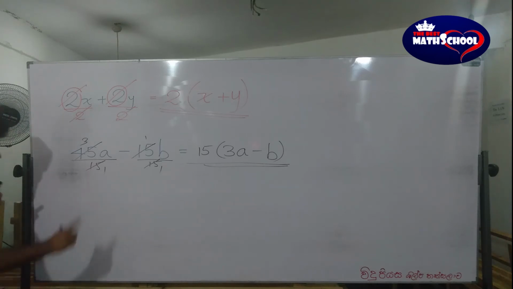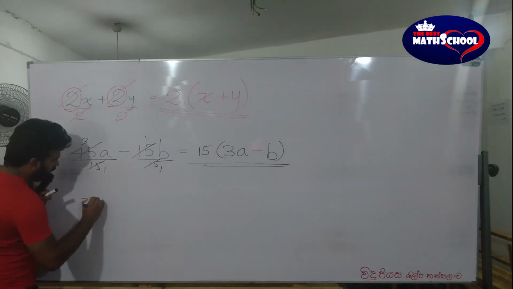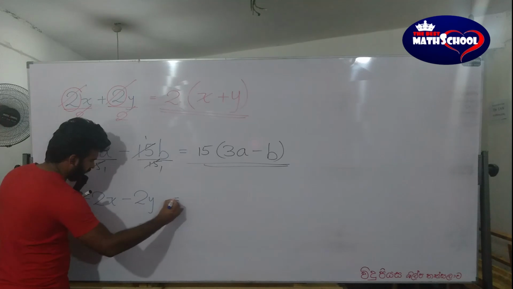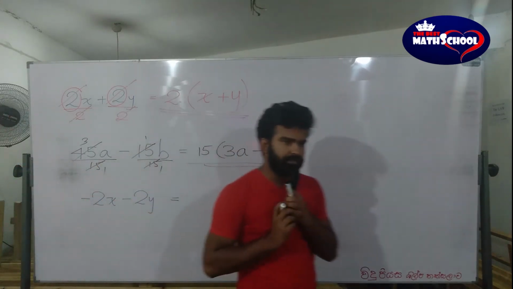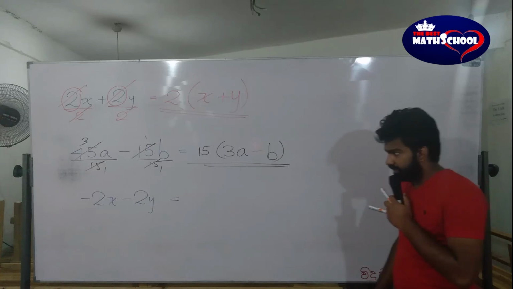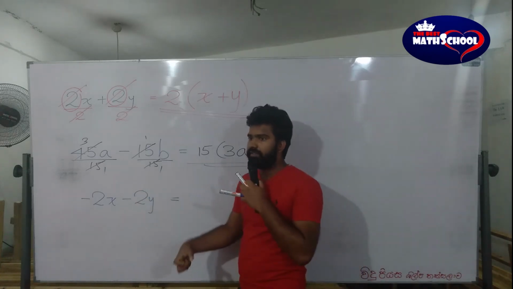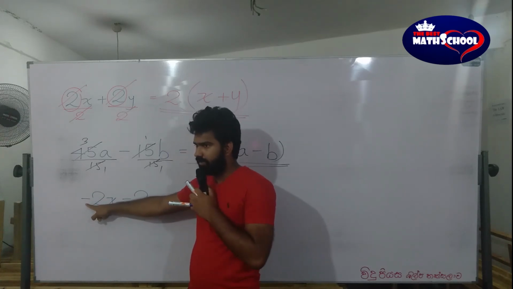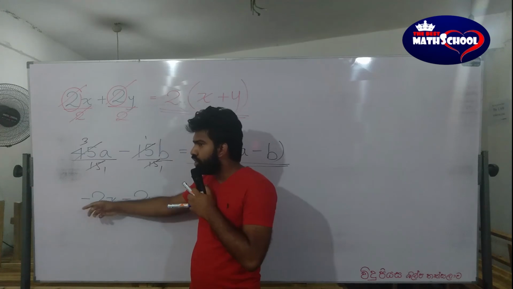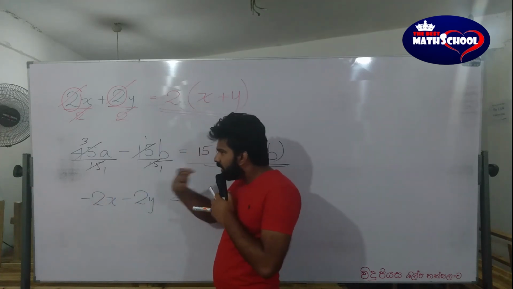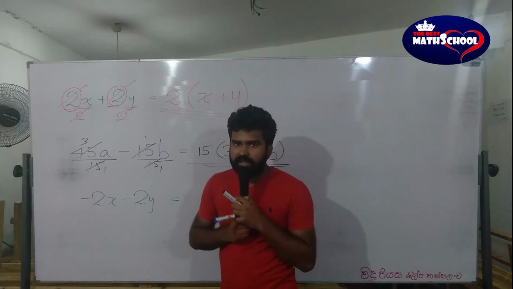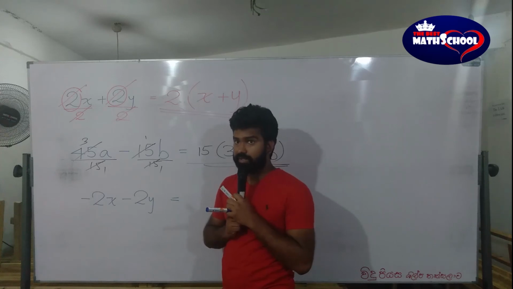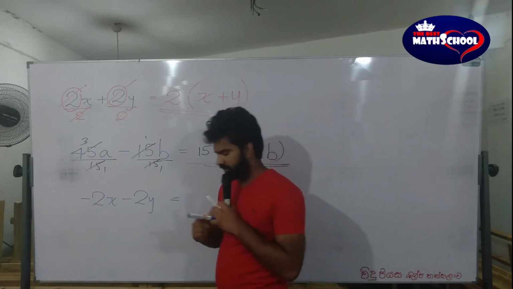Right. Final one. If this expression gets started with minus 2x minus 2y. Now, when we take the factor out, if this expression gets started with a minus mark, you can take the minus mark out. That means you can take a negative number out, that means a negative factor. With a negative factor, you can write the two factors.